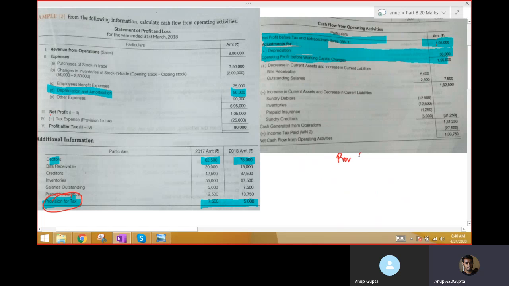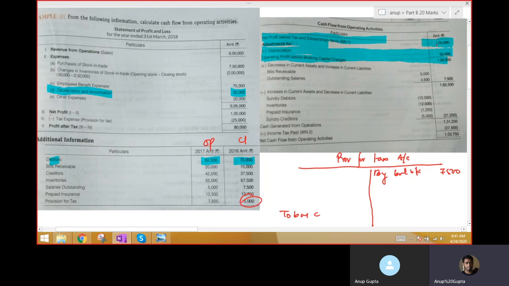Provision for tax account. What is provision? Provision is a liability. We'll have an opening balance as credit. So what is the opening balance here? Which one is opening? This is opening, sir, and this is closing. So by balance BD 7,500. Which is the closing balance? The closing balance is this one. So to balance CD 5,000. Clear? Clear, everyone?